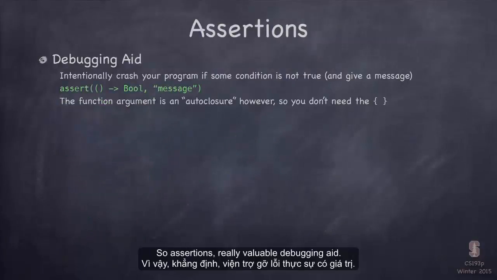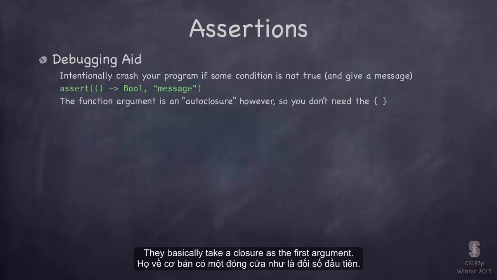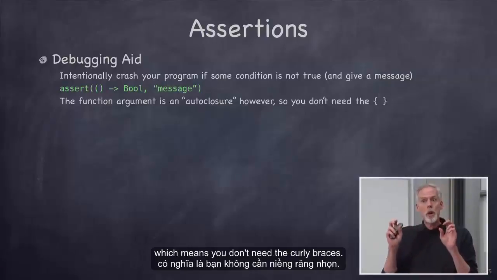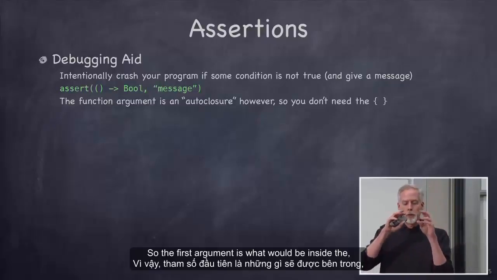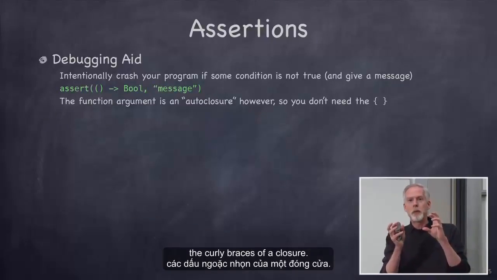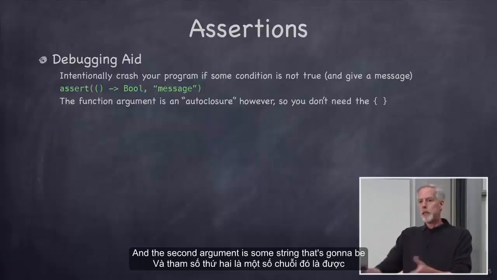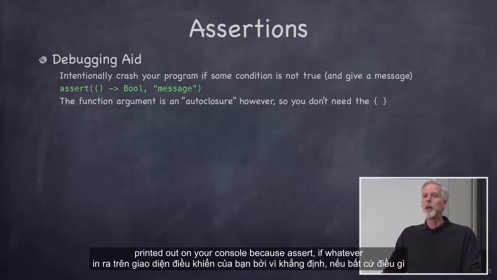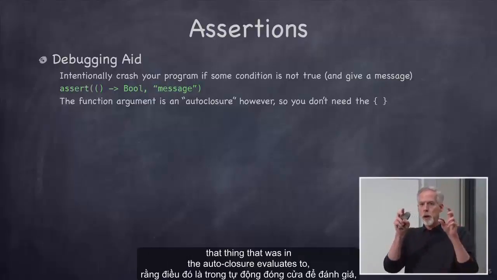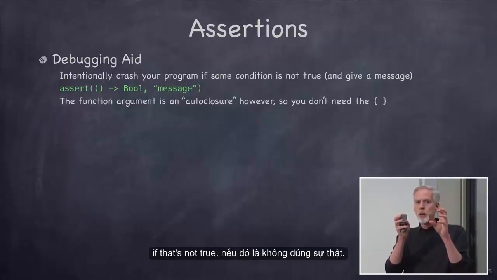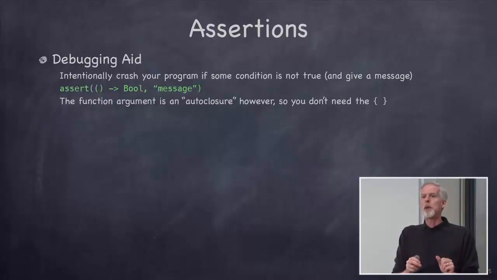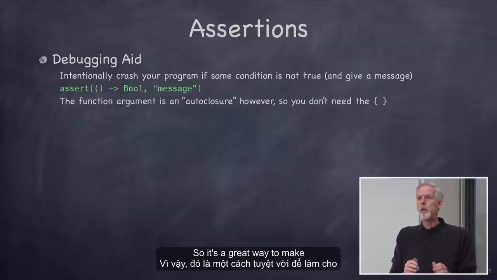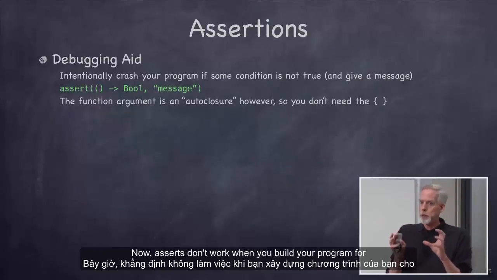All right, assertions. So assertions, really valuable debugging aid. They basically take a closure as the first argument. It's an autoclosure, which means you don't need the curly braces. It's kind of a funky thing. So the first argument is what would be inside the curly braces of a closure. And the second argument is some string that's going to be printed out on your console, because if whatever that thing in the autoclosure evaluates to is not true, because you're asserting that it's true, then it's going to crash your program and print that message out. So it's a great way to make your program crash when things that should be true aren't.